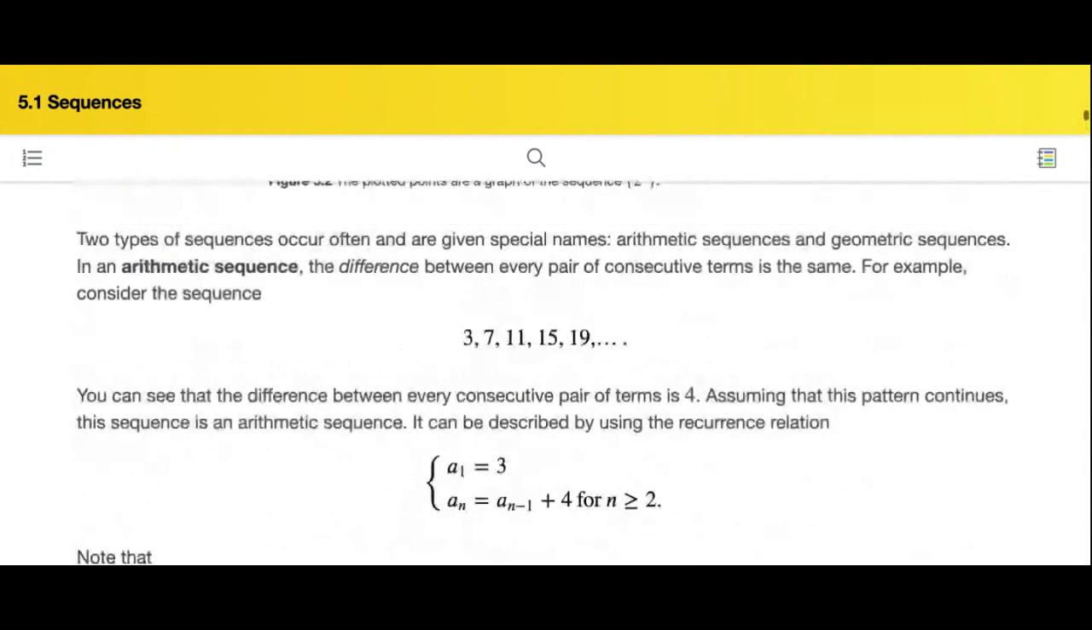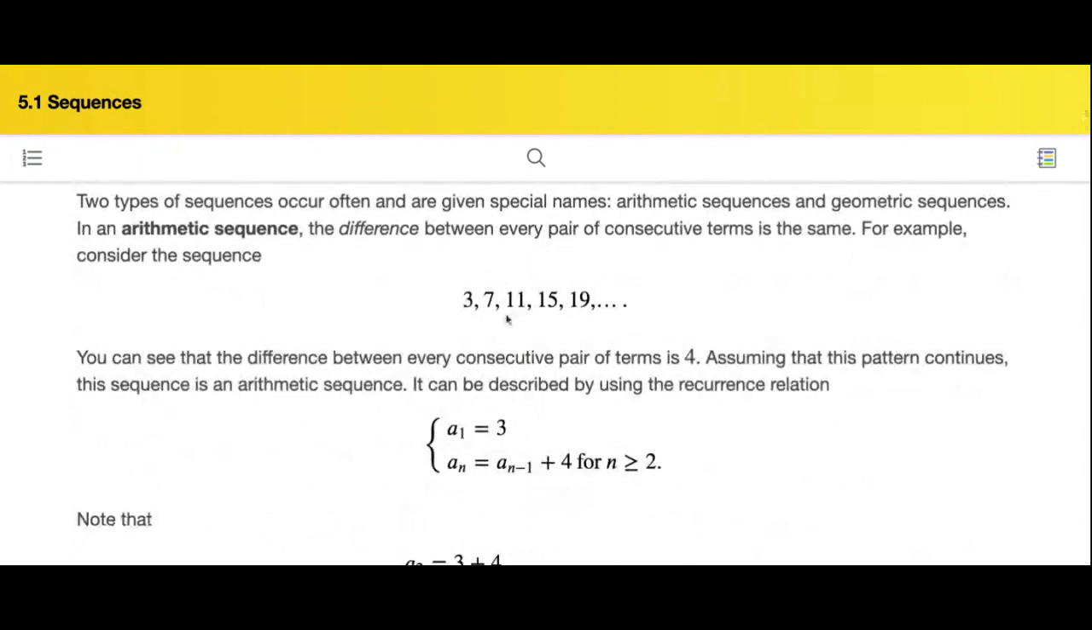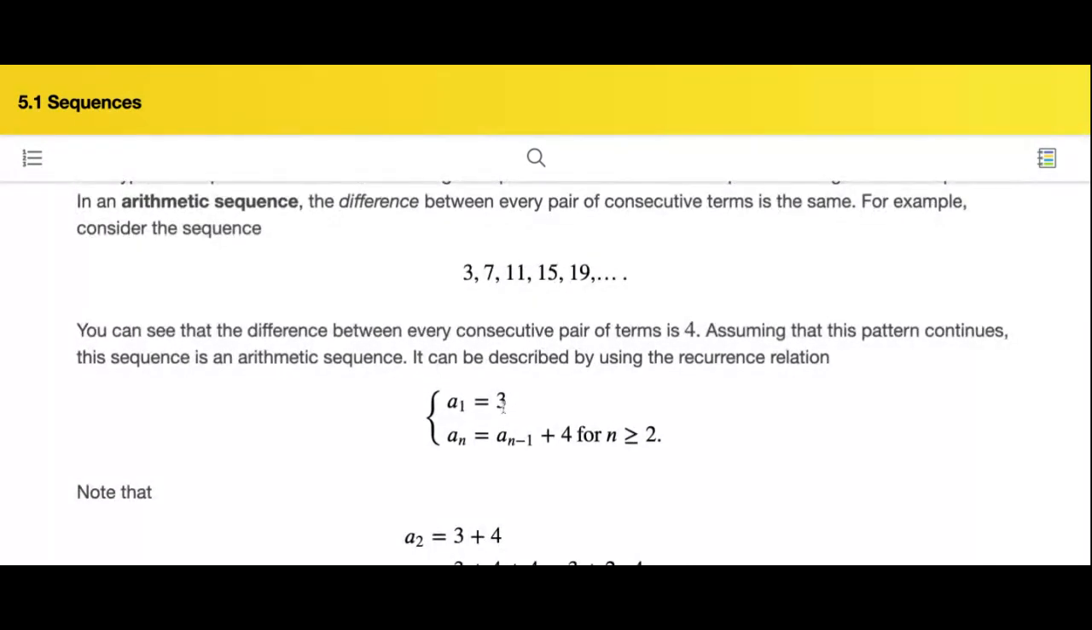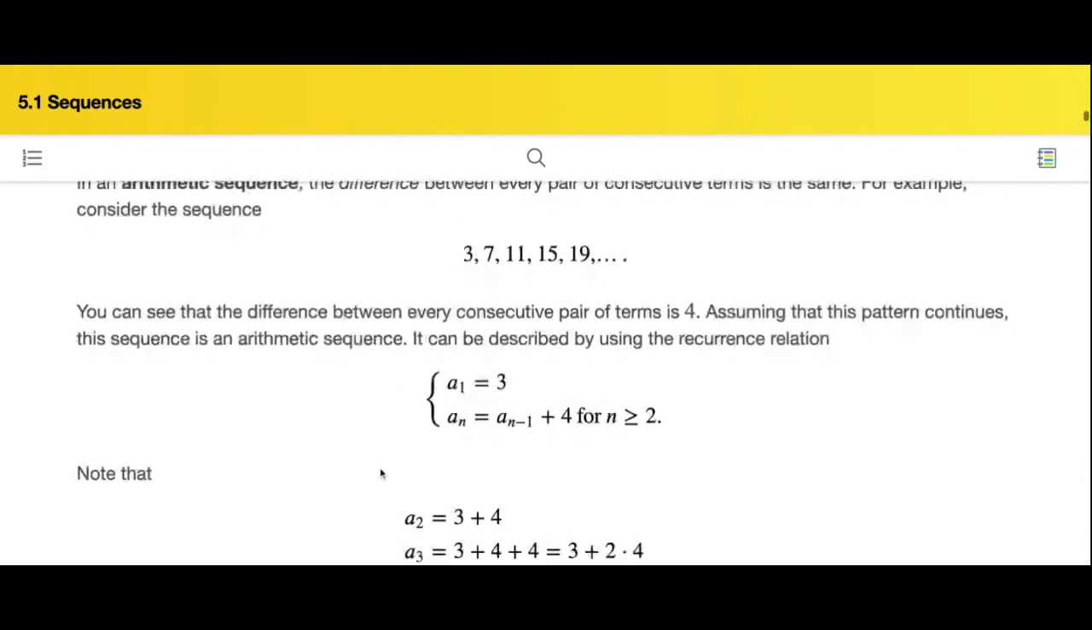Okay, let's see this one. Let's come back to arithmetic. So we have 3, 7, 11, 15, 19. We see A1 equals 3. And so An, the current one, can be defined as the previous one plus 4, right? Because each term just adds 4 to the previous one. So we can use this recurrence relation to define this sequence.